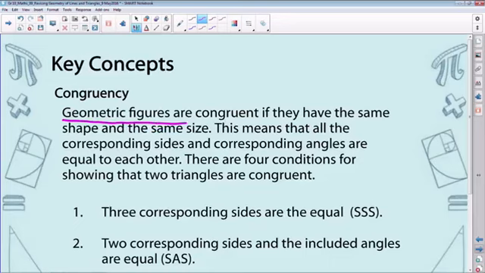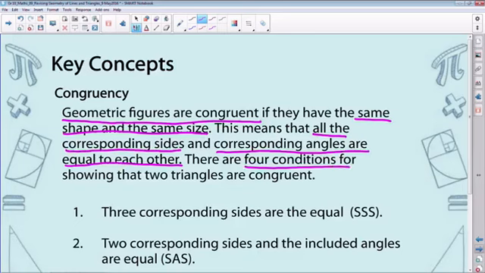Geometric figures are congruent if they have the same shape and the same size. This means that all the corresponding sides and corresponding angles are equal to each other. There are four conditions for showing that two triangles are congruent.